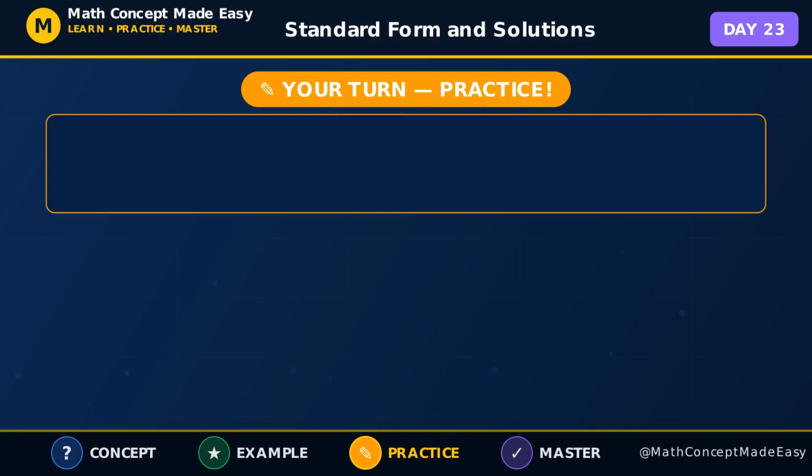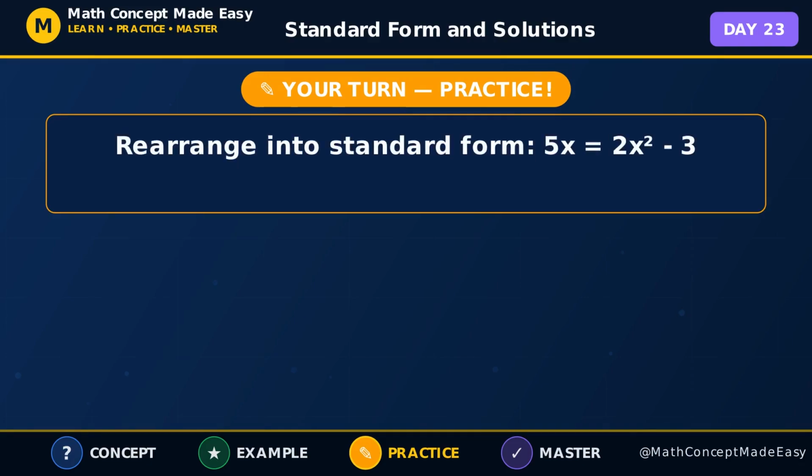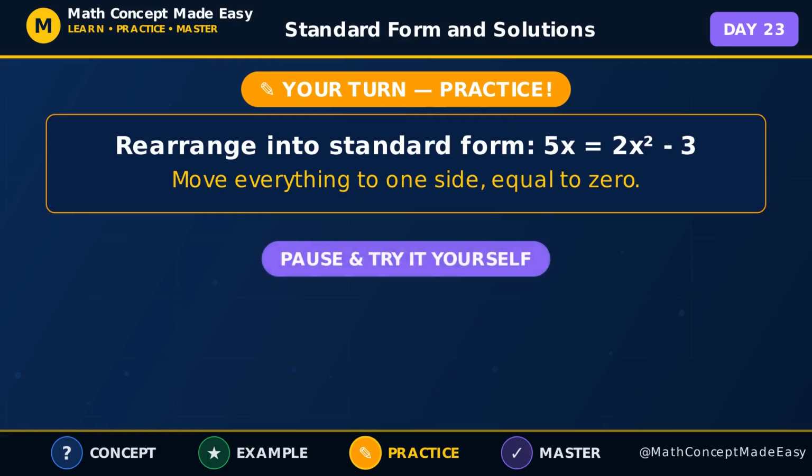Time to try it yourself. Here is your practice question. Rearrange into standard form: 5x equals 2x squared minus 3. Move everything to one side, equal to 0. Pause the video now, or take a few seconds with me.